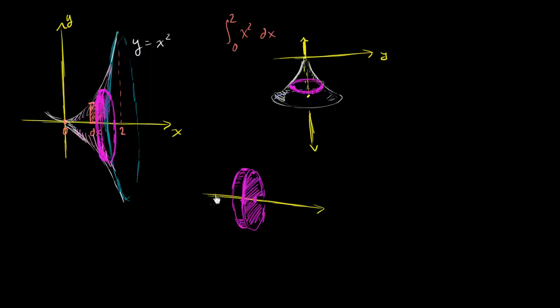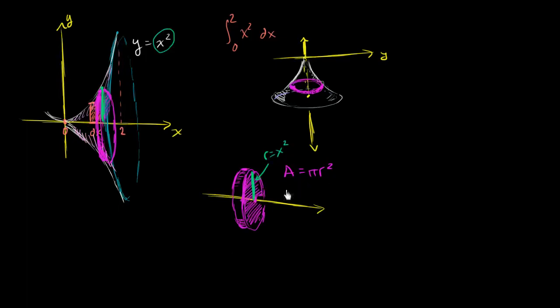So what's the area of this face? Well, we know that the area of a circle is equal to pi r squared. So if we know the radius of this face, we can figure out the area of the face. Well, what's the radius? The radius is just the height of that original rectangle. And for any x, the height over here is going to be equal to f of x. And in this case, f of x is x squared. So over here, our radius is equal to x squared.